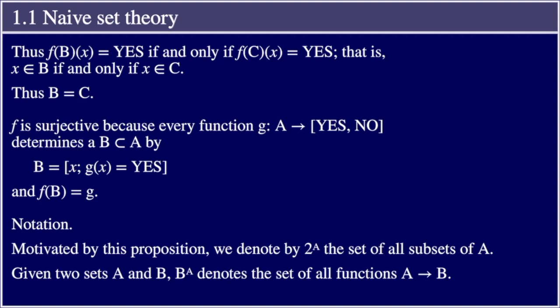f is surjective because every function g mapping A to {yes, no} determines a subset B of A by B equal to the set of x such that g(x) is equal to yes, and f(B) is equal to g. Notation: motivated by this proposition, we denote by 2 to the A power the set of all subsets of A. Given two sets A and B, B to the A power denotes the set of all functions mapping A to B.